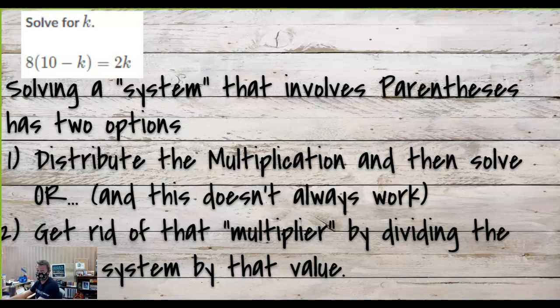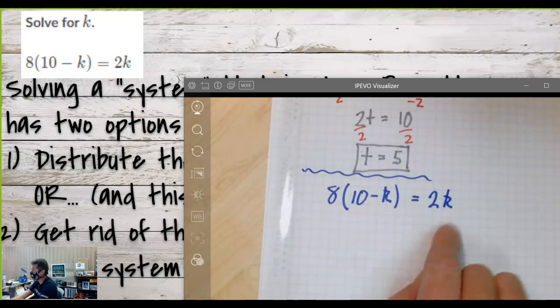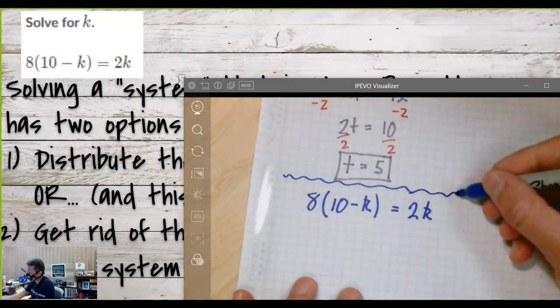Sebastian, what do you got to say? I don't want the answer. I want the process. Do you have the process? Let's talk about the process. So did you choose option 1 or option 2, Sebastian? Did you distribute or did you divide both sides? You distributed? I'm going to show both.